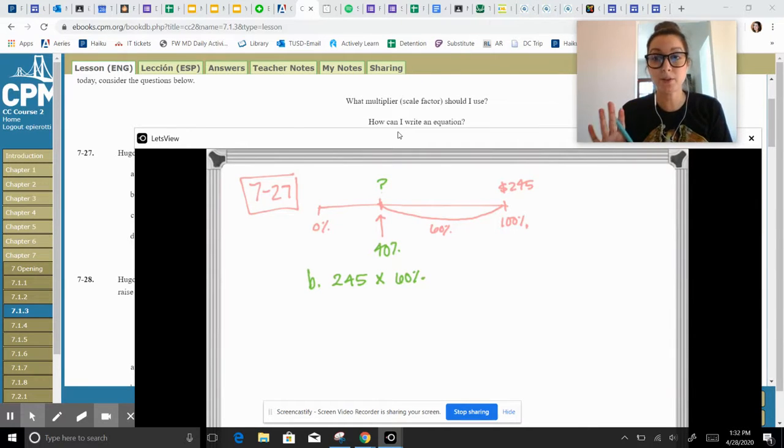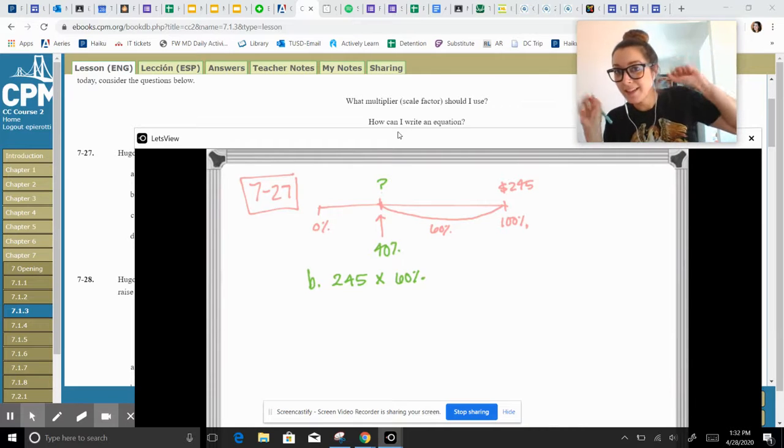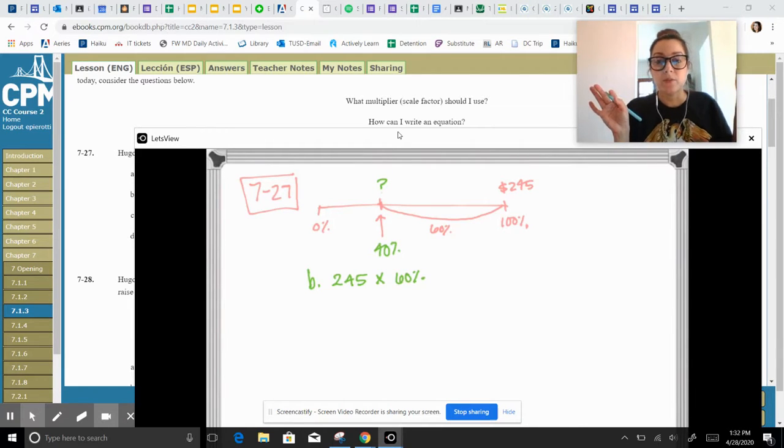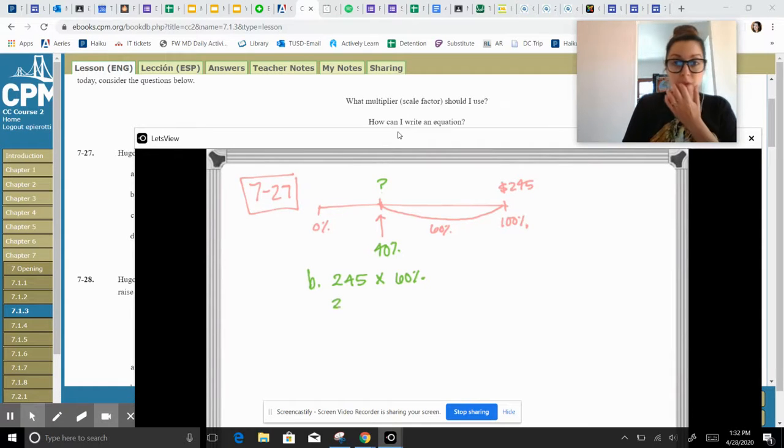I'm going to give you a tip here. When you are multiplying by a percent, it is way easier to multiply it using the decimal version. So instead of writing it like 245 times 60%, I did 245 times 0.60, writing that percent as a decimal. Super easy to enter it into a calculator that way. When you do this, it gives you an answer of $147.